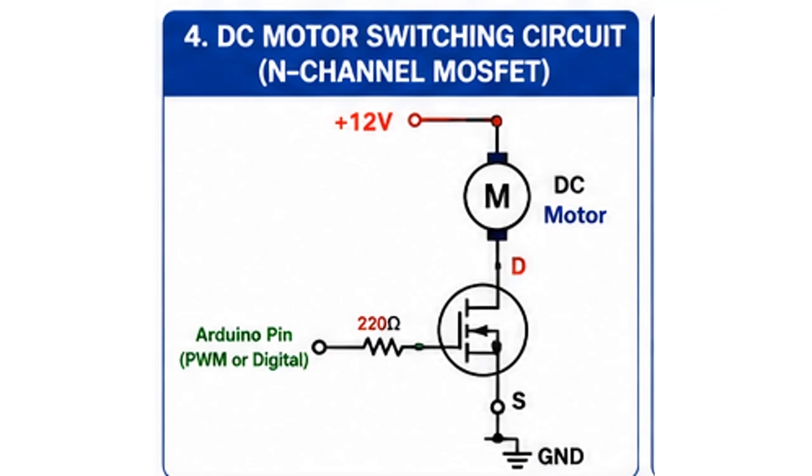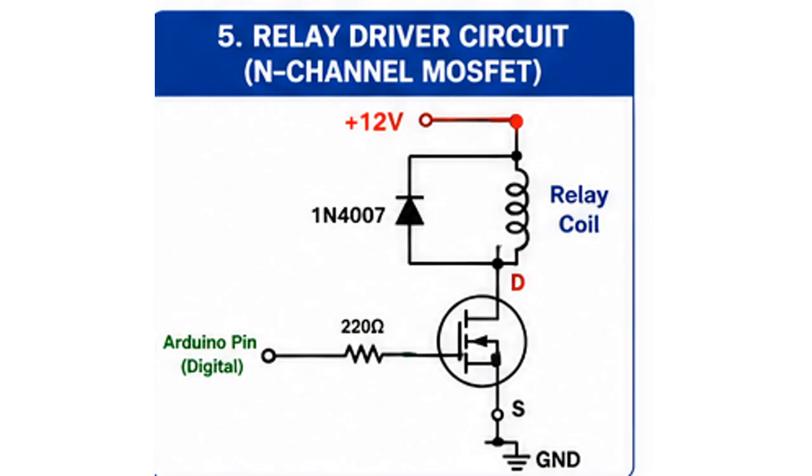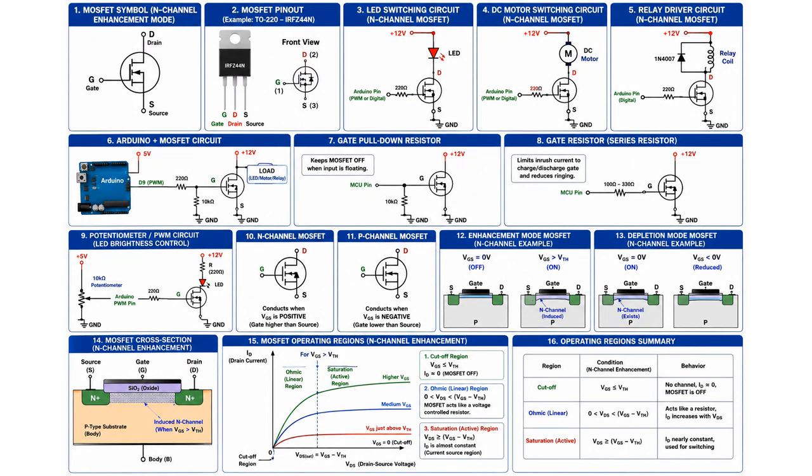To make the concept intuitive, think of a water pipe with a valve. The water flowing through the pipe represents electric current. The valve itself represents the conductive channel inside the MOSFET. The handle that opens or closes the valve is the gate voltage. When you turn the handle, you open the valve and water flows. When you close it, the flow stops. In the same way, the gate voltage opens or closes the channel between drain and source, controlling the current. This simple analogy helps many students grasp why a MOSFET is called a field effect device.